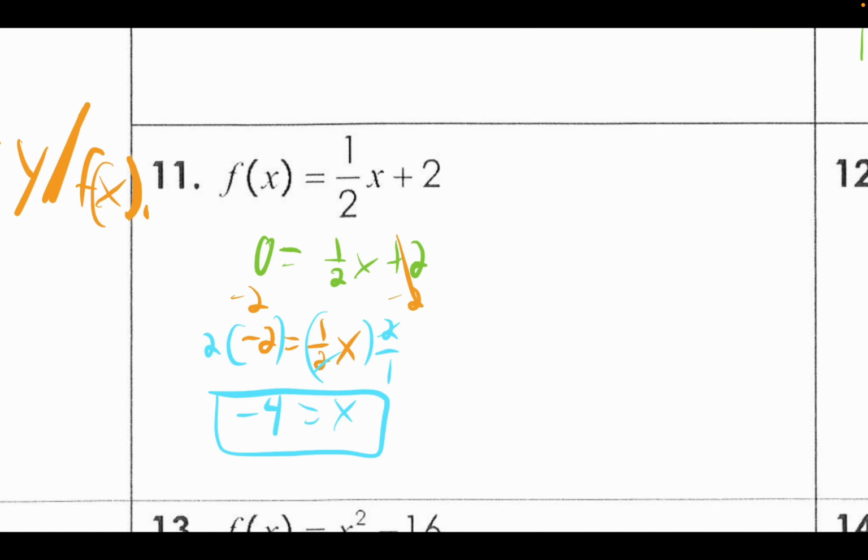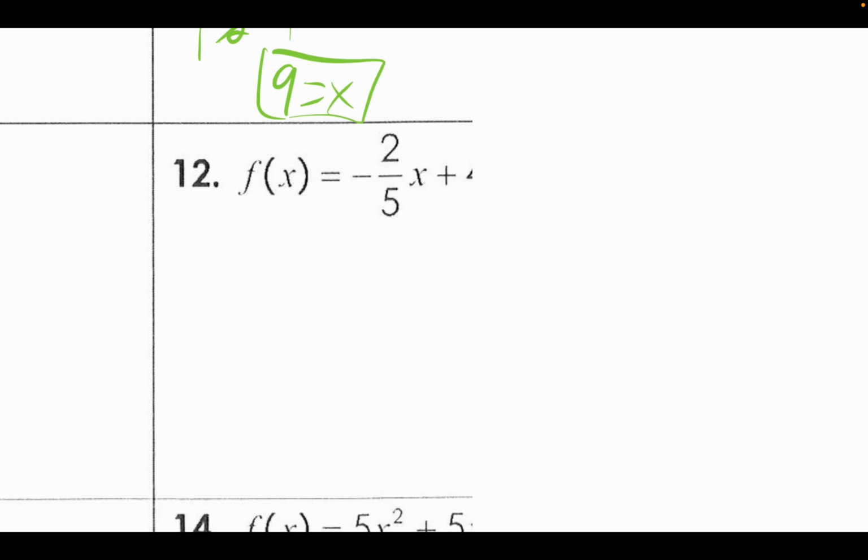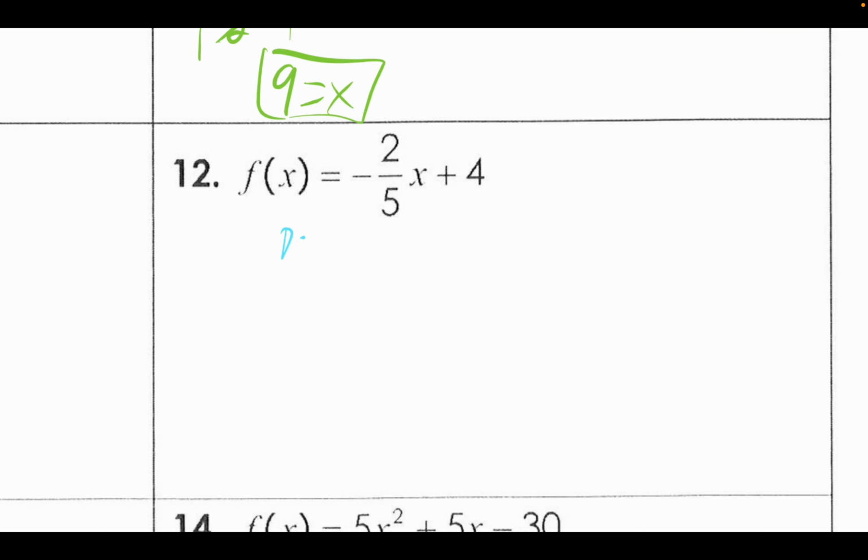On to number 12 here, -2/5 x plus 4. I replace f of x with 0, and I end up getting -2/5 x plus 4. I'm going to add 2/5 x to make my life a little bit easier by keeping my numbers positive, but you could also just as easily subtract the 4 and it'd be fine.